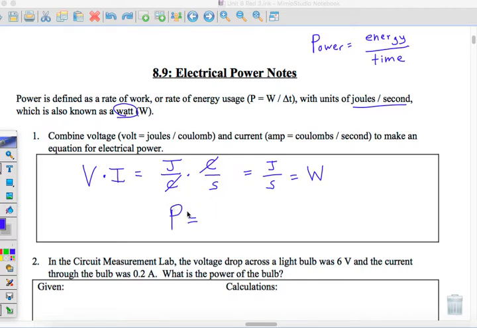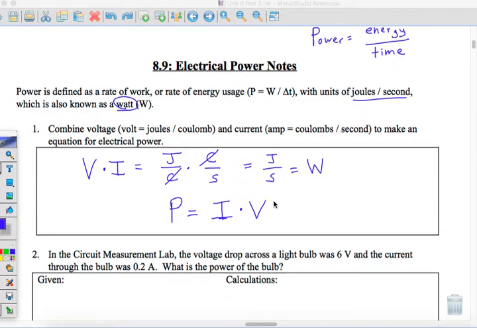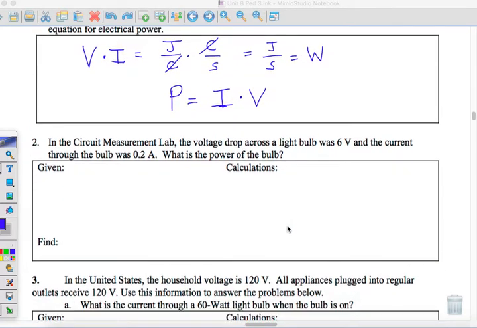Power with a capital P equals current times voltage. P equals IV. That's on the formula sheet that we always get. Power equals current times voltage. And again, the unit for power is the watt.